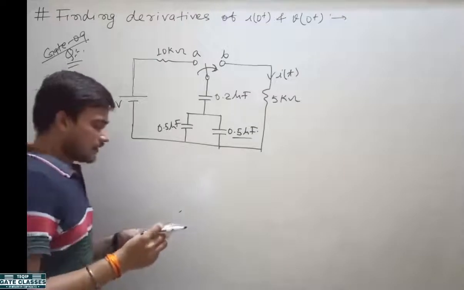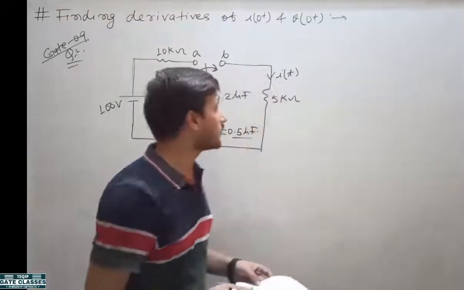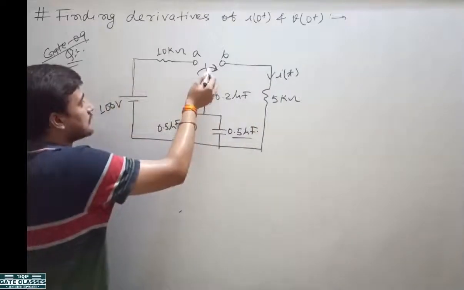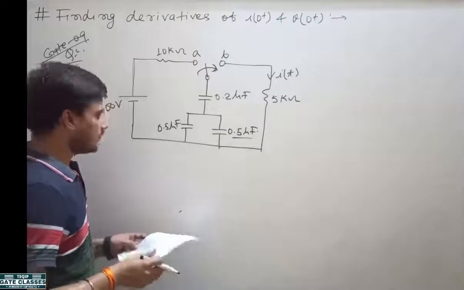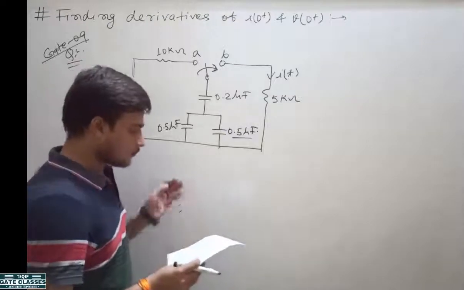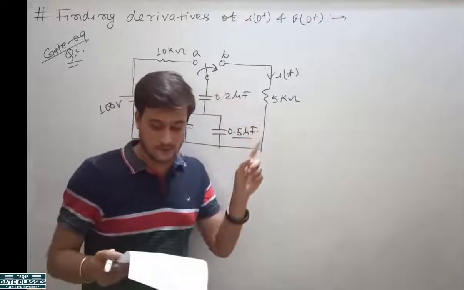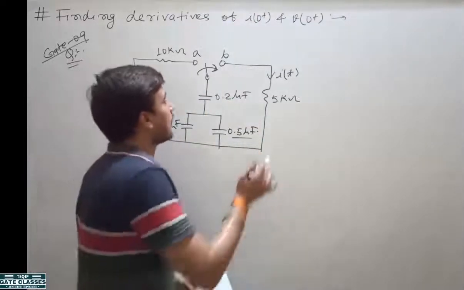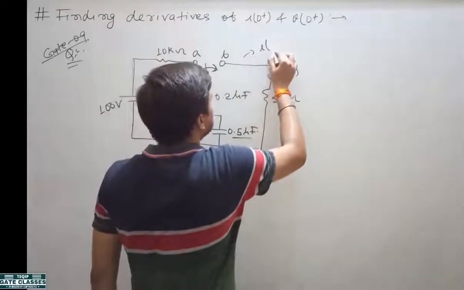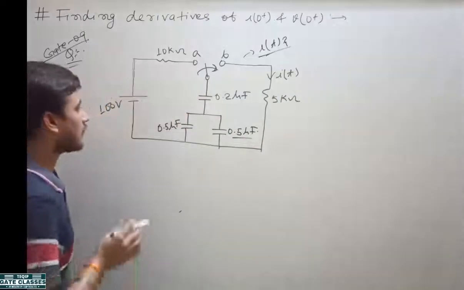It is written that the switch in the circuit was at position A for a very long time, and it is moved to position B at time t equal to 0. Find the expression for current IT. We have to find the expression for current IT. So let us see how to find it.